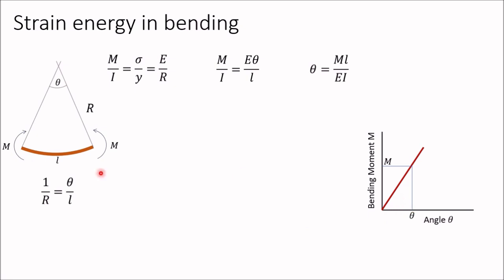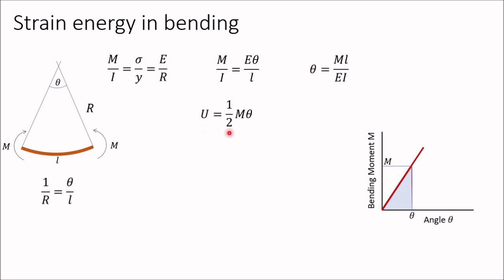During this bending of the beam, some work is done by the bending moment, and that work is equal to bending moment into angle. But this bending moment is varying from 0 to a maximum value of M, so the average bending moment will be half M. So I have written average bending moment half M into this angle theta, and this is actually this area. Now this work done is stored in the beam in the form of strain energy. So strain energy is half M into theta.